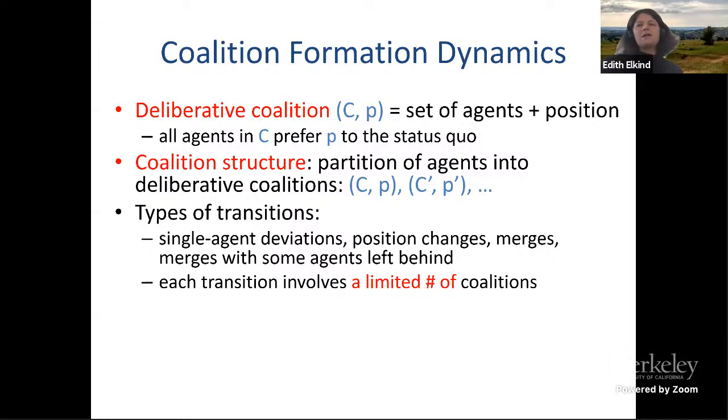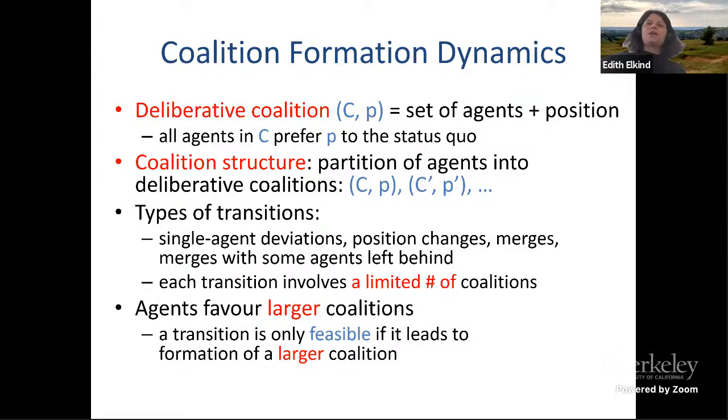Ideally, we'd like to consider transitions that involve a limited number of coalitions, because it's very difficult to hold negotiations among a large number of coalitions. So for most of the talk, I'll focus on transitions that only involve 2 coalitions at a time. And the goal would be to understand what coalition structures can arise. Okay, so I mentioned that our agents are compromise seeking.